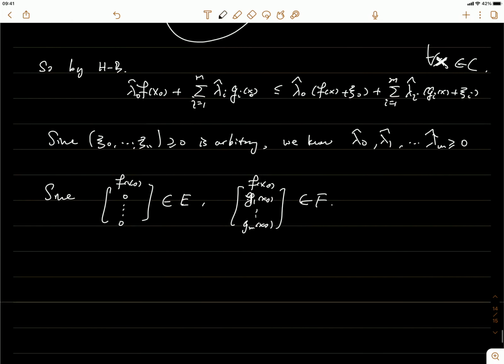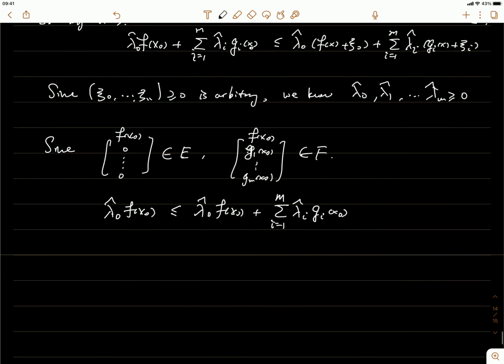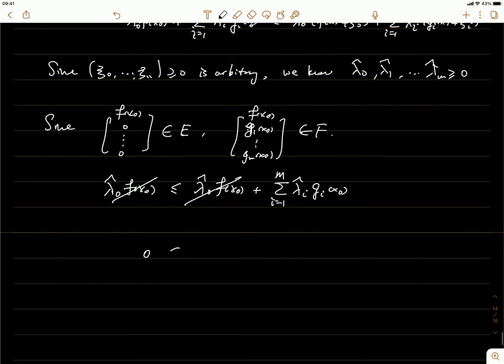I will get lambda naught f of x naught is less than or equal to lambda naught f of x naught plus the sum of lambda i hat gi of x naught from 1 to m. Okay, so I'll get that. And as you can see, this will be canceled. And I will get 0 less than or equal to the sum from 1 to m of lambda i hat gi of x naught.